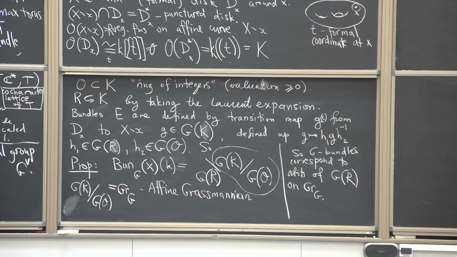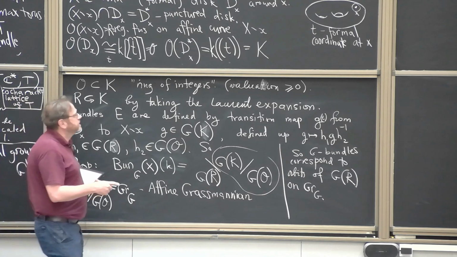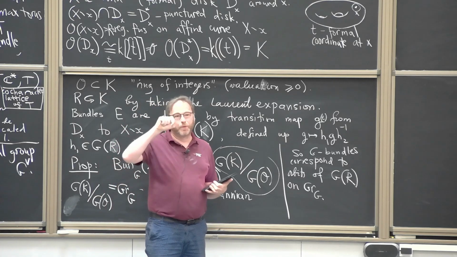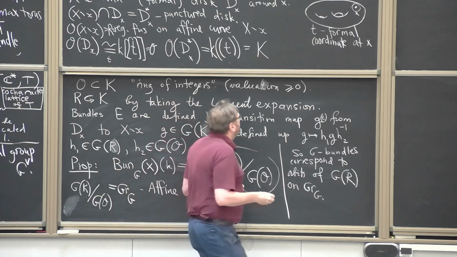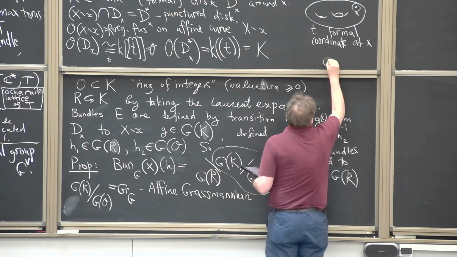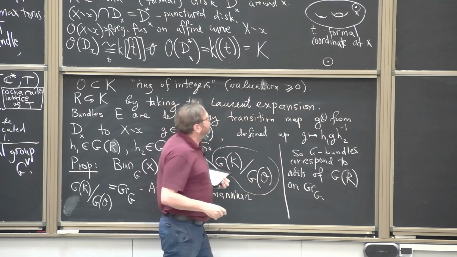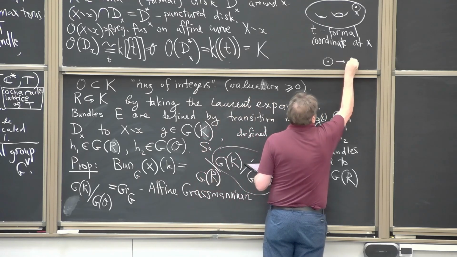Why is it called loop group? Okay, well, you should think again about this puncture disk. So puncture disk is like an annulus. It's a disk, but from which you took out the middle. And we are looking at, for complex numbers, if you're working analytically, holomorphic mappings of this disk into the group G.